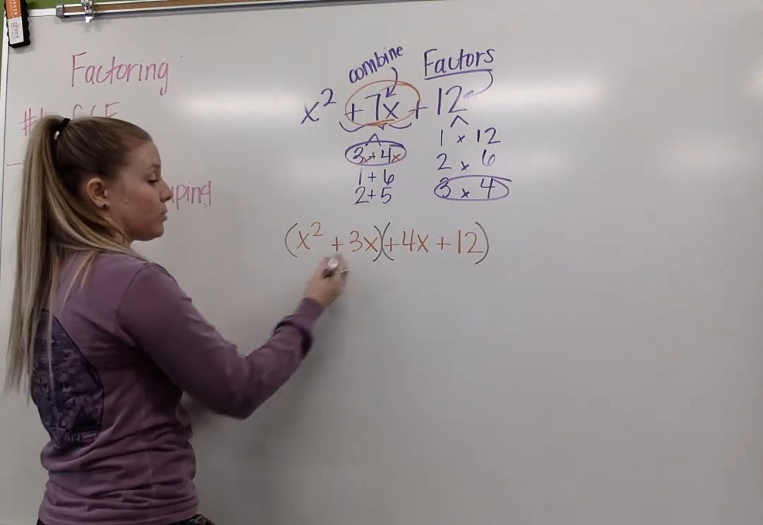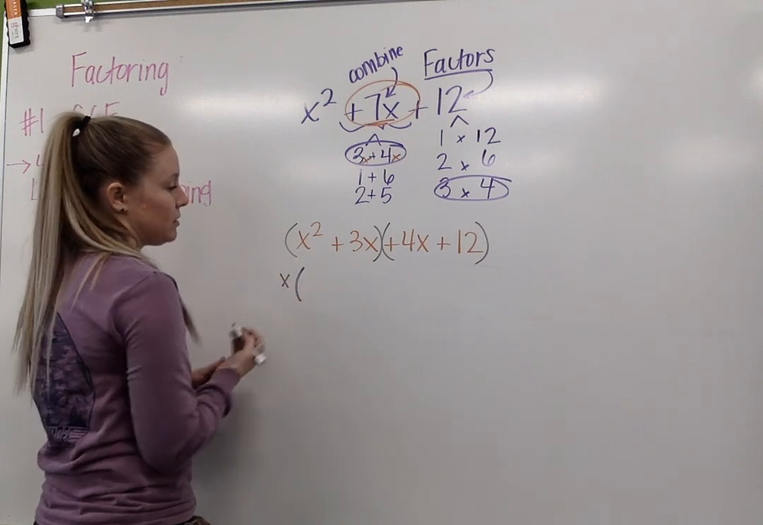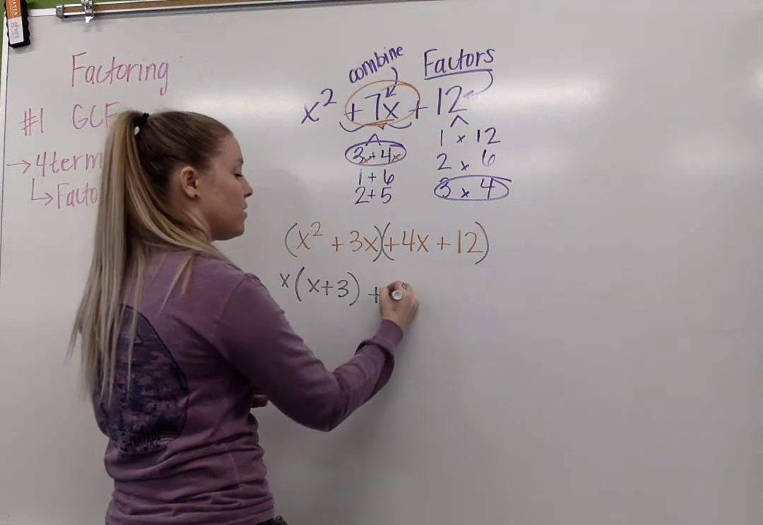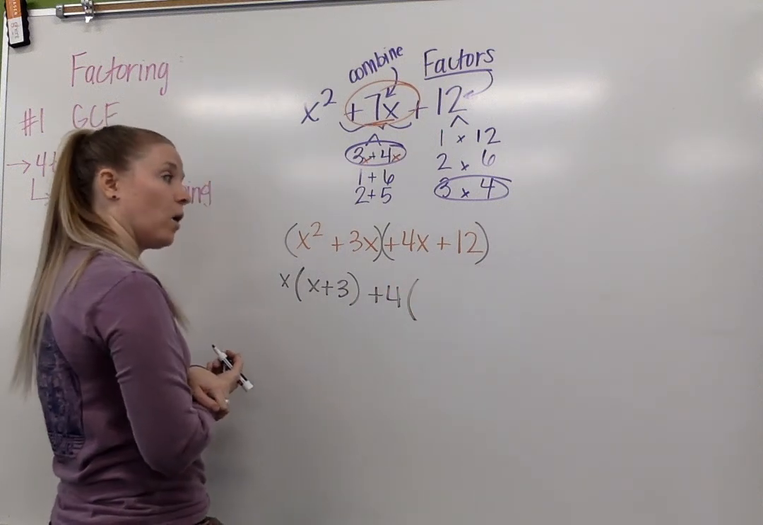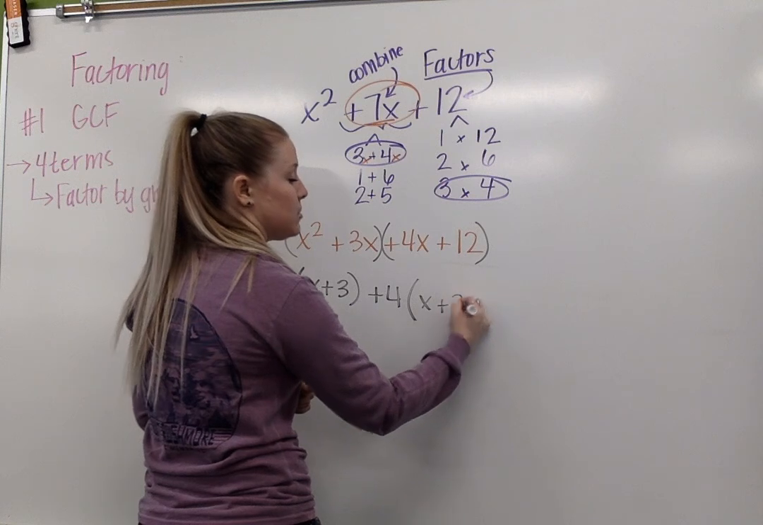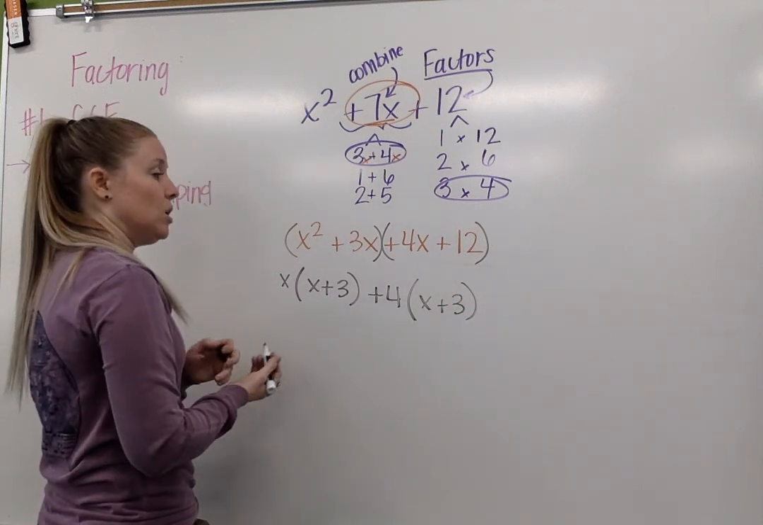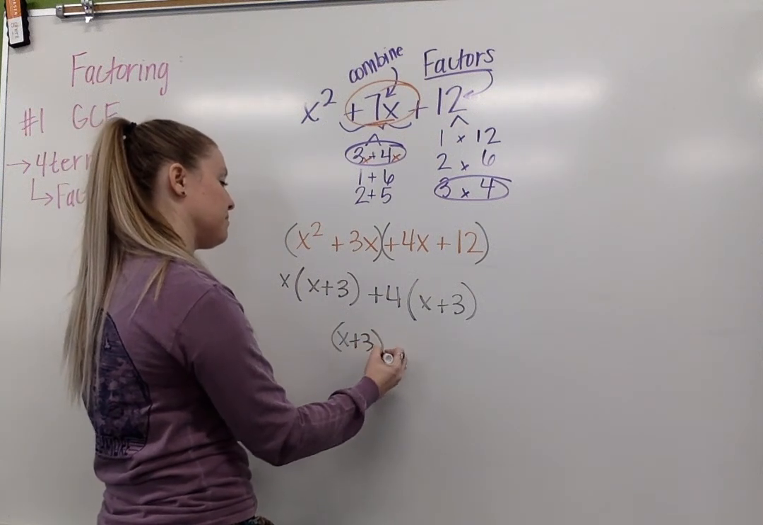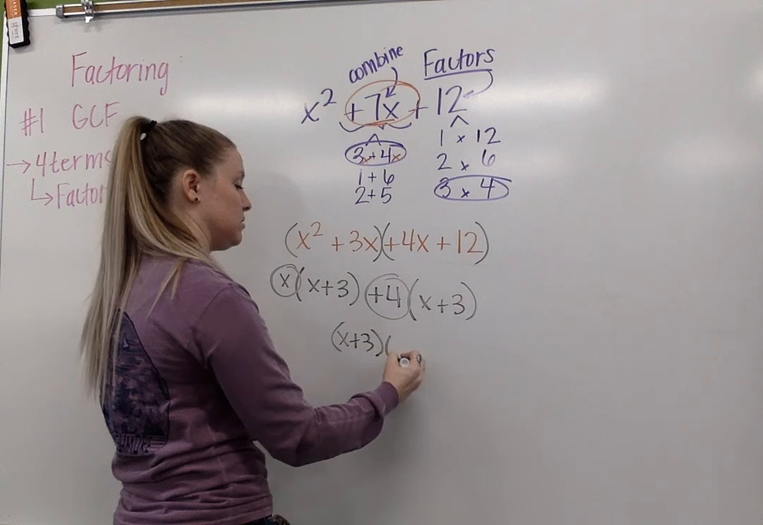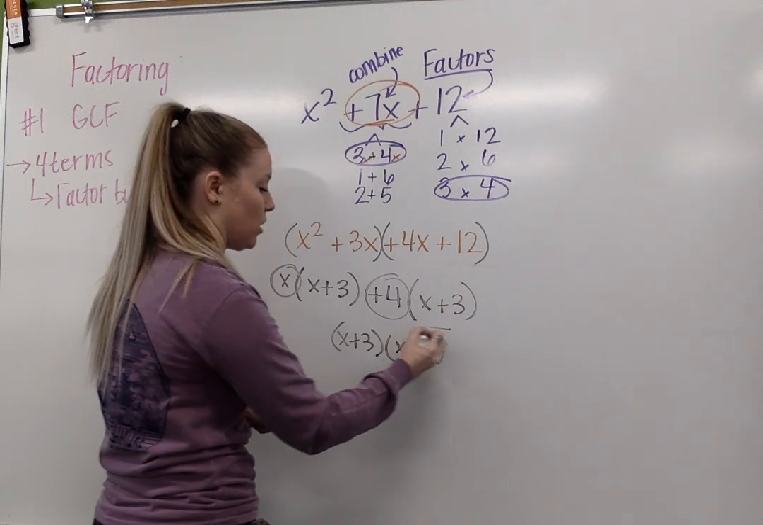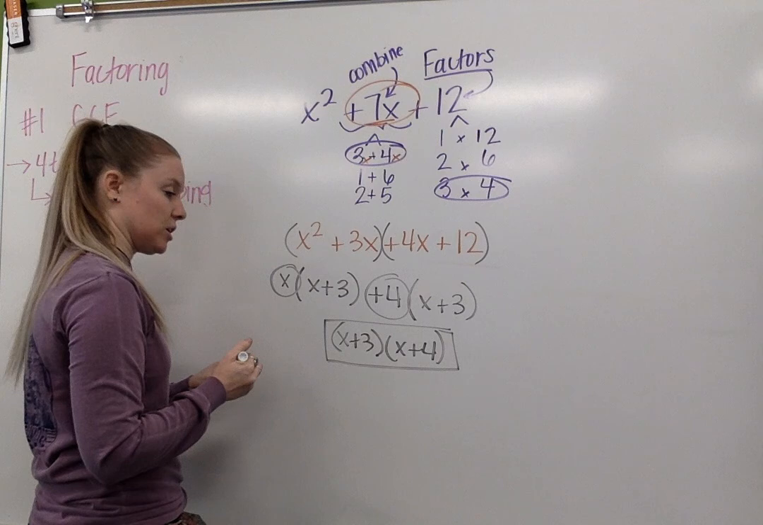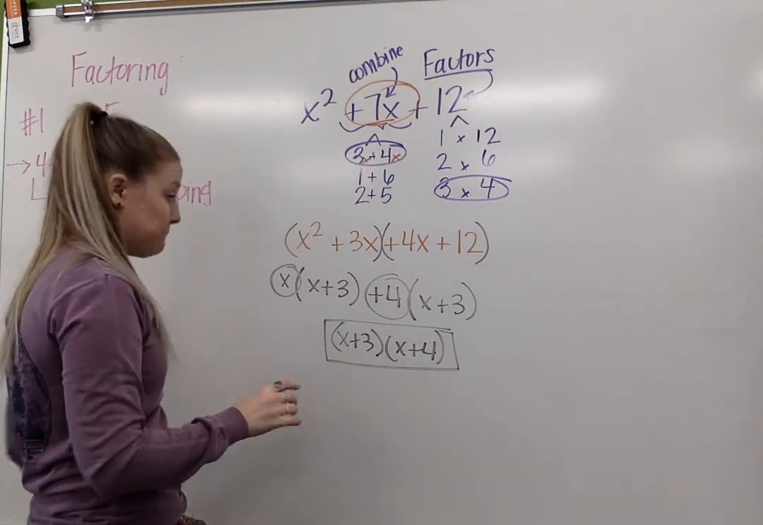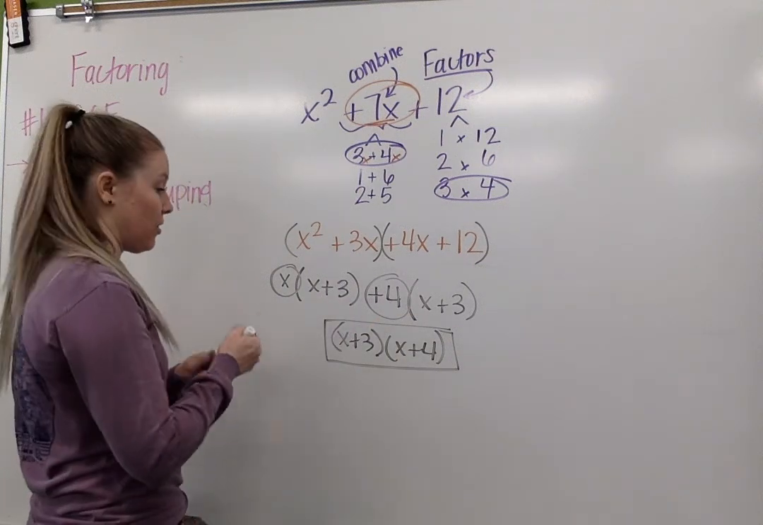So x squared and 3x, they have an x in common, leaving me with x plus 3. And then 4x and 12, they have a positive 4 in common, and that leaves me with x plus 3. Together, they have the x plus 3, and it's being multiplied to x plus 4. Here are my factors of my quadratic. We can check to see if we've done that properly by distributing it back together.